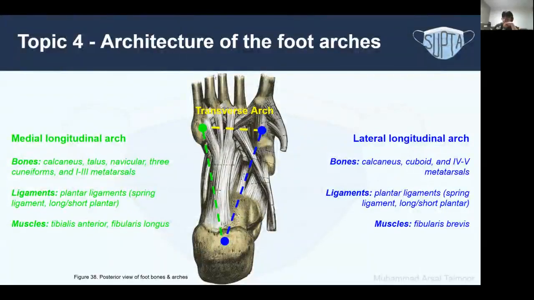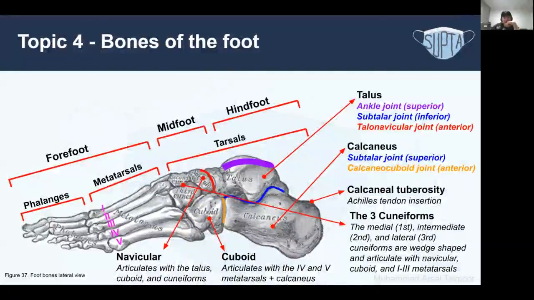So those are the bones. Try to remember the names. Try to remember the joints. The main joint is the ankle joint that you should know, and understand the actions of dorsiflexion, plantarflexion, inversion, eversion. That's the main function of the ankle joint.